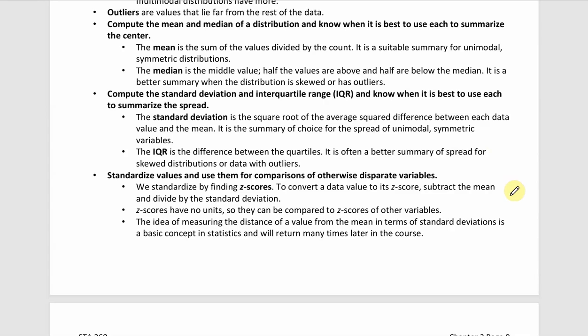Z-scores, we basically just use those to compare a value from one distribution with a value from another. So that's, at this point, how those are going to show up. They do have other applications later, but those will happen later.